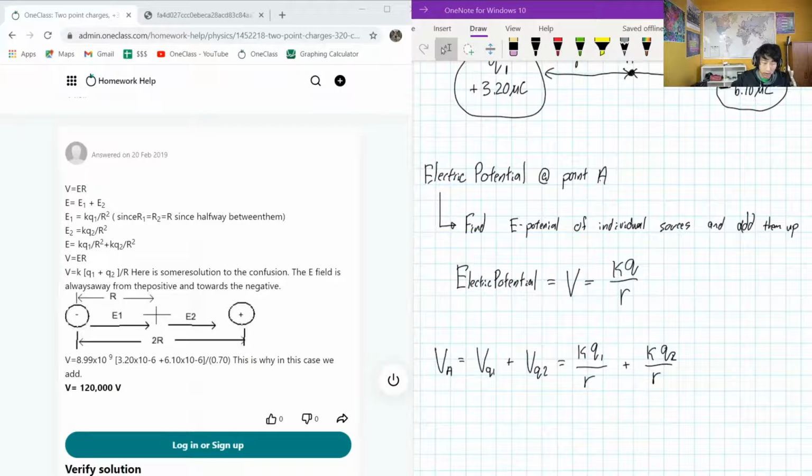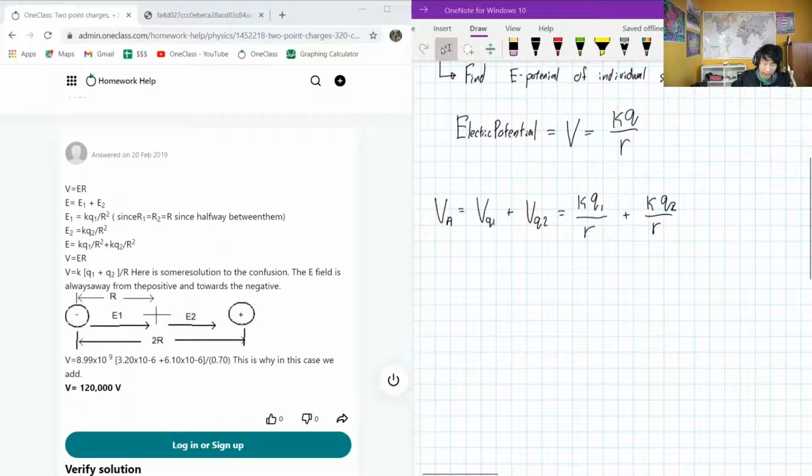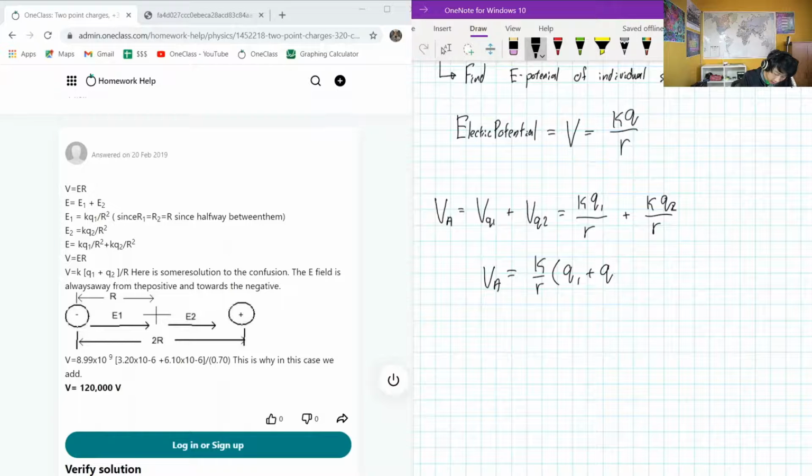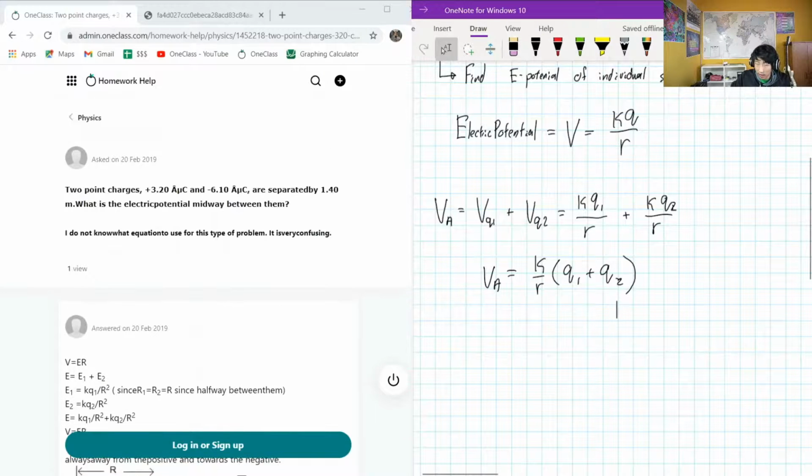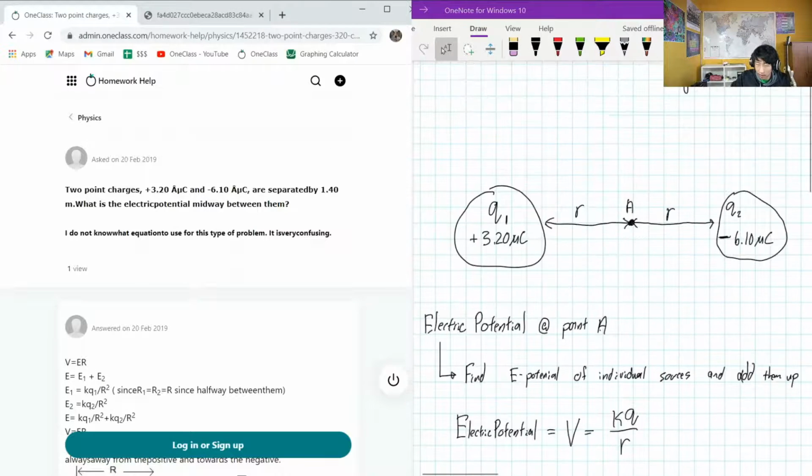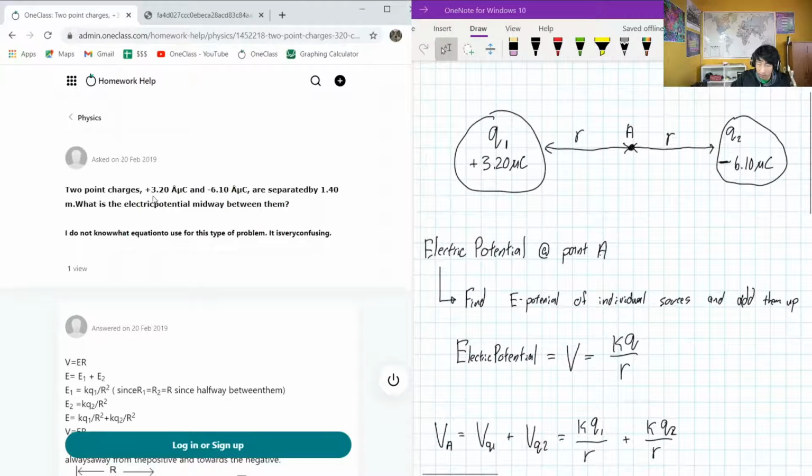Okay, cool. So before we sub in our numbers, let's do some factorization to make this calculation a little bit easier for us. So our VA, we see how k over r is common to both of them, so we can factor that out, k over r. And what's left is Q1 plus Q2. Now r is going to be half the distance between them. And because we know the full distance between them is 1.4 meters, this has to be 0.7 meters. Okay, so that's our r value.